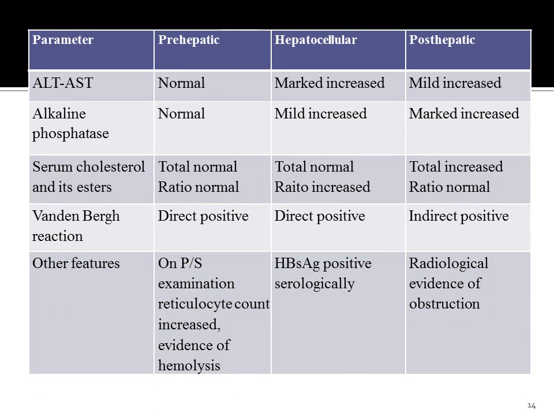The other supporting features: in prehepatic, on peripheral smear examination you find a raised reticulocyte count, which is evidence of hemolytic anemia. In hepatocellular type, you will find Australia antigen or HBs antigen positivity by serological test. And in post-hepatic, you need radiological examination like sonography or CT scan of the abdomen, where you can find evidence of obstruction to the bile flow by the presence of gallstones or an impacted stone in the common bile duct or the hepatic duct.